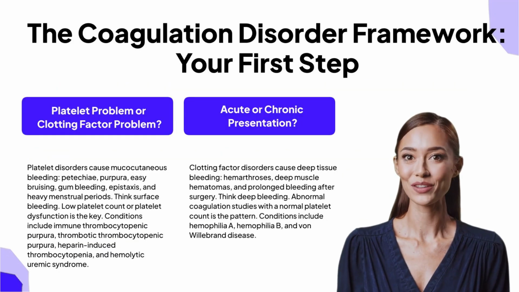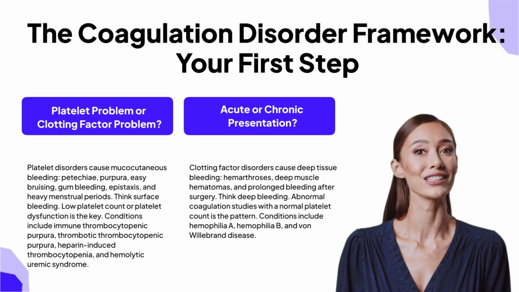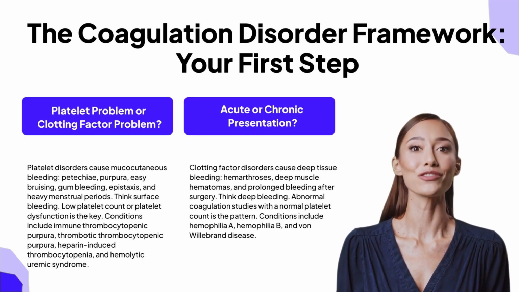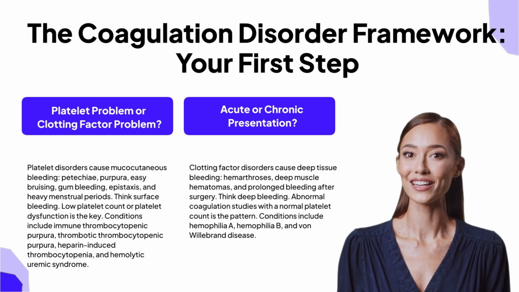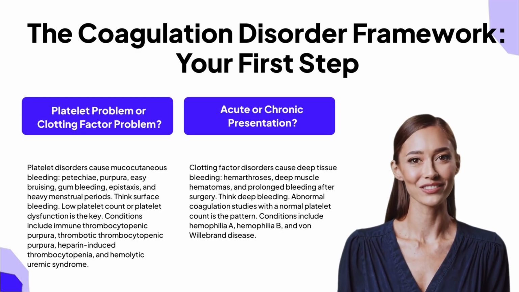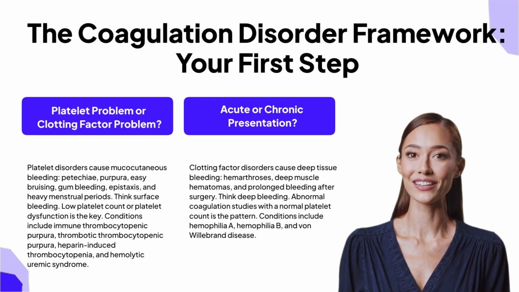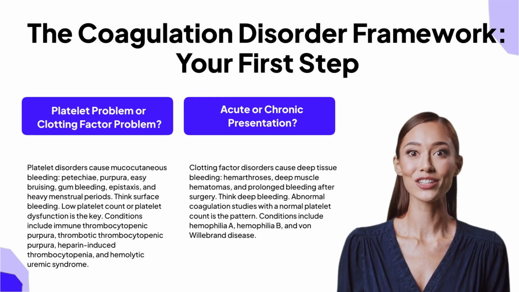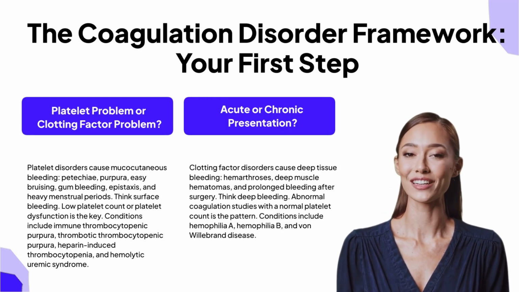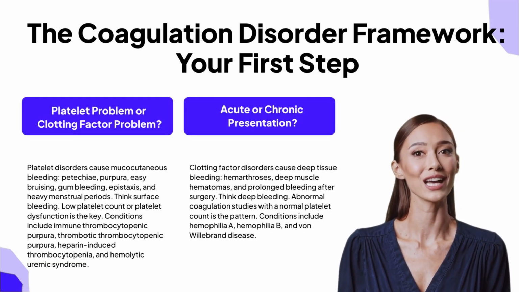The very first step when you see a coagulation question on the boards is to ask yourself, is this a platelet problem or a clotting factor problem? Platelet disorders cause mucocutaneous or surface bleeding. Think petechiae, purpura, easy bruising, gum bleeding, nosebleeds, and heavy periods. Clotting factor disorders cause deep tissue bleeding. Think joint bleeds, deep muscle hematomas, and prolonged surgical bleeding. This distinction alone will help you eliminate half the answer choices on many questions. Then ask whether the presentation is acute or chronic, because that further narrows your differential.